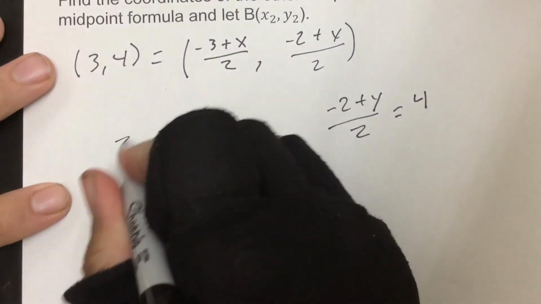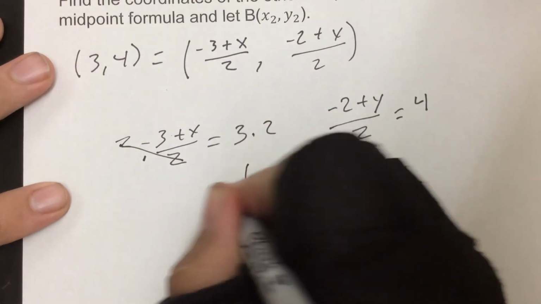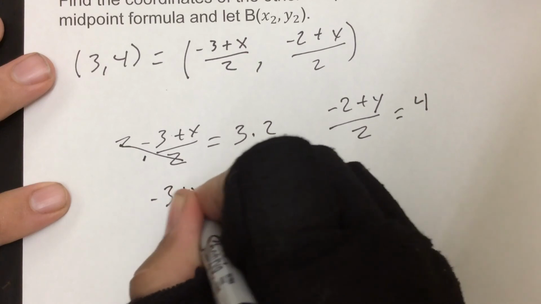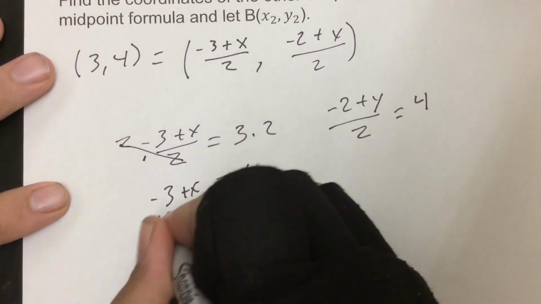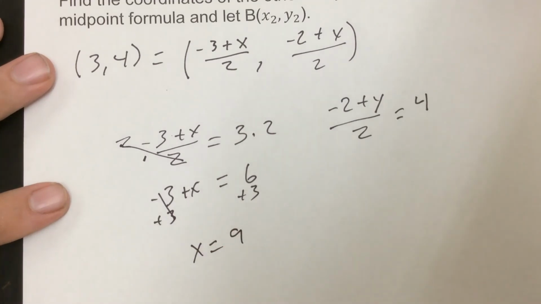So we would multiply by 2 to cancel off the bottom. What we do to one side, we have to do to the other. So 6 equals negative 3 plus x. So then we would add 3 to the other side. So x is going to equal 9.